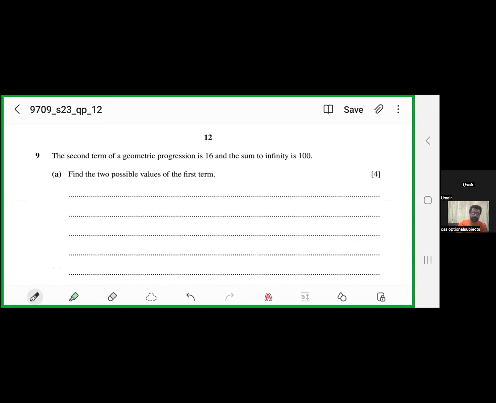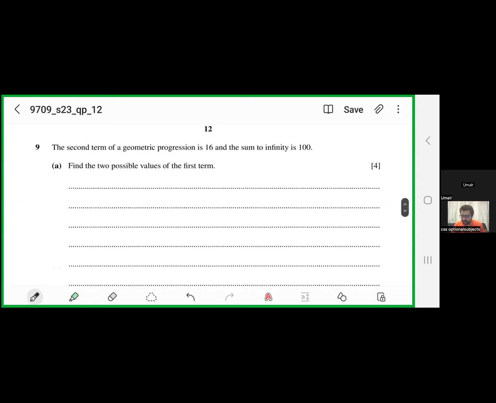The next question is: the second term of a geometric progression is 16 and the sum to infinity is 100. Sum to infinity is 100. And the second term of the geometric progression, the geometric progression being a, ar, is ar. This is the second term of the geometric progression, that is equal to 16.